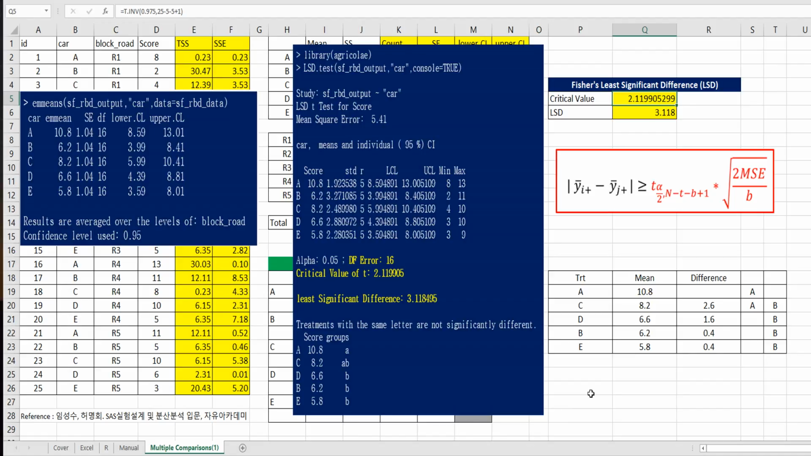Right, that's it. I hope it was useful for you to understand how to use LSD in single factor experiments in RBD analysis.